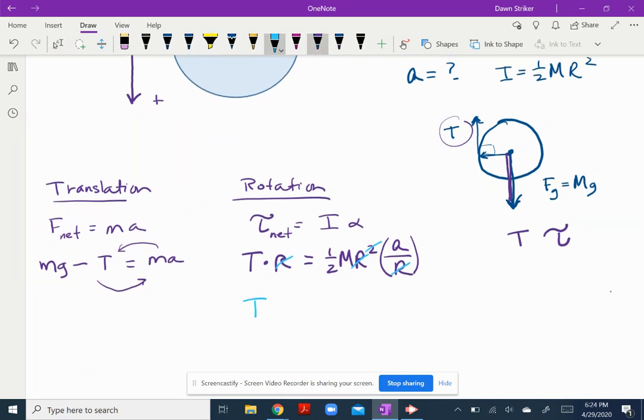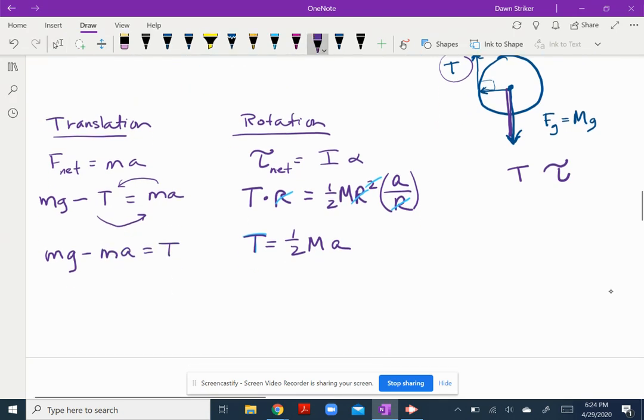Tension is equal to 1/2 m a. And if I rewrite this translation formula, I can rewrite it as mg minus ma is equal to tension, okay? So now I've got a formula for tension here and a formula for tension here, and they must be the same. It's the same tension acting on that disc that's unwinding, the disc that's rolling without slipping, because of the pull of the cord.